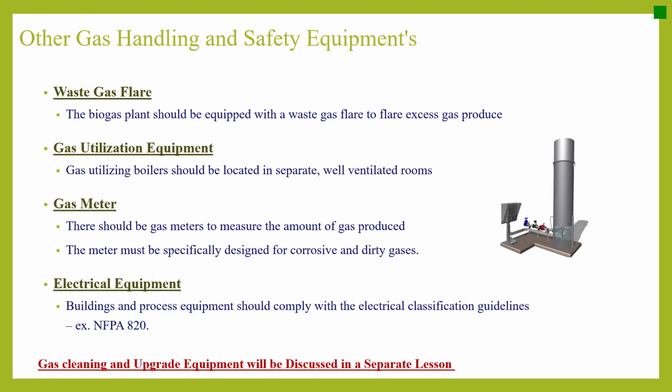Other gas handling and safety equipment include a waste gas flare. The biogas plant should be equipped with a waste gas flare to flare excess gas produced. Then gas utilizing boilers should be located in separate well-ventilated rooms. And there should be gas meters to measure the amount of gas produced, and the meter must be specifically designed for corrosive and dirty gases.